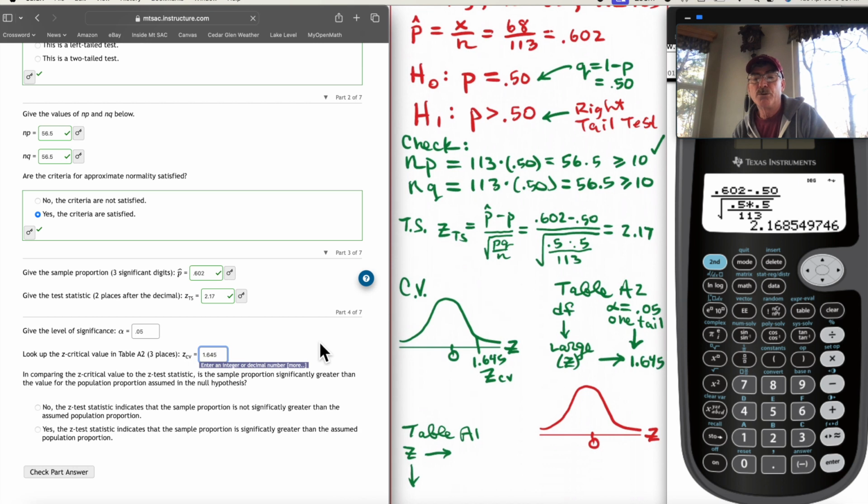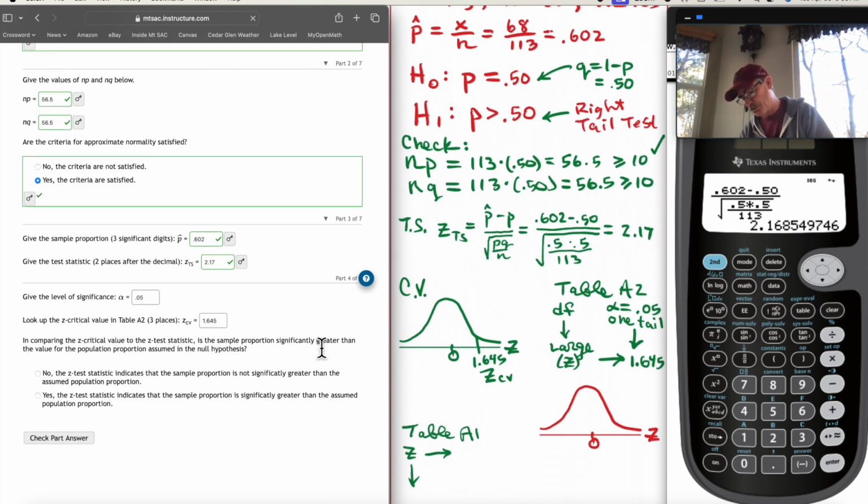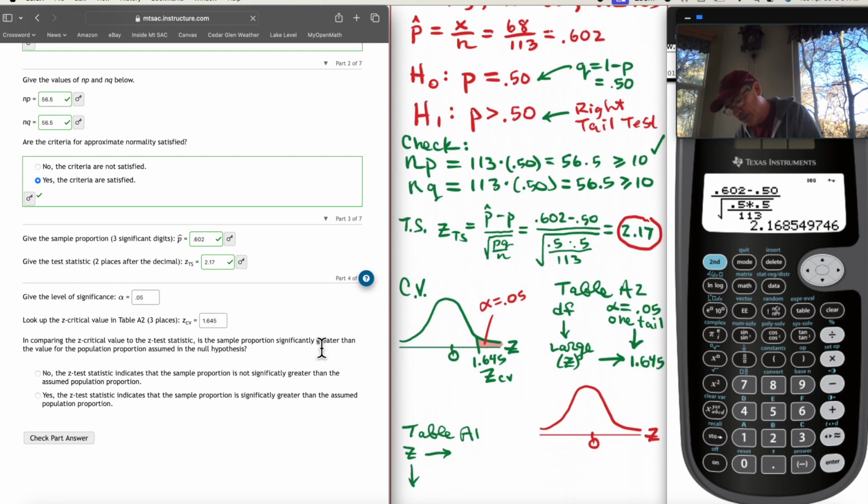1.645. Now, this whole issue of statistical significance is just determining if that test statistic made it into the tail, which I'll shade real quick. So here's the tail. I'm shading it, starting at 1.645. The area of that tail is alpha, which was 0.05. Okay, and then the 2.17 here, I'll put a little dot here. It's to the right of 1.645. Okay, so it's in the tail.